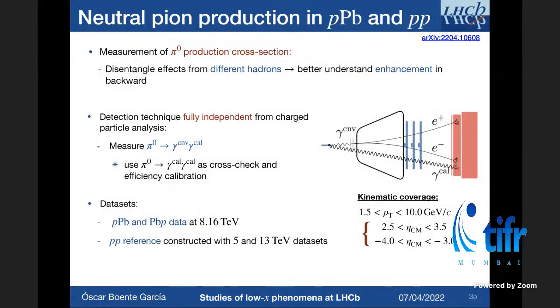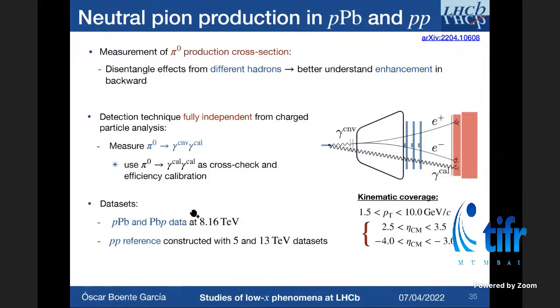So I will discuss now another analysis. It's a bit similar in its aims, but the experimental techniques are completely different. So I think it's very interesting to see. So basically, we measure pi0 production. So the aim is similar to the previous analysis, but here we are measuring a precise hadron species. So we can maybe disentangle effects from different hadrons and help us to understand this enhancement that I just showed you.